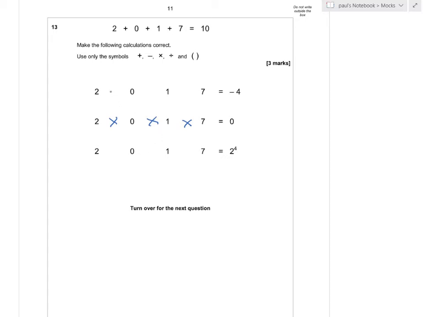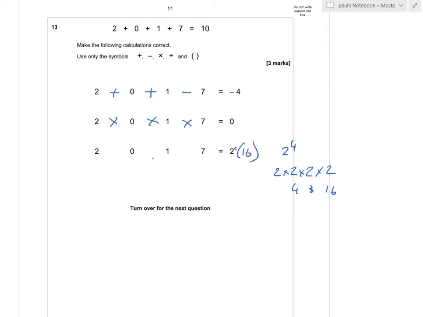Right, so 2 minus 4. So this has got to be 2 plus 1 is 3. Take away 7 is minus 4. So what's 2 to the 4? It's 2 times 2 times 2 times 2. 2 to the 4, 8, 16. So that's got to be 16, that one.